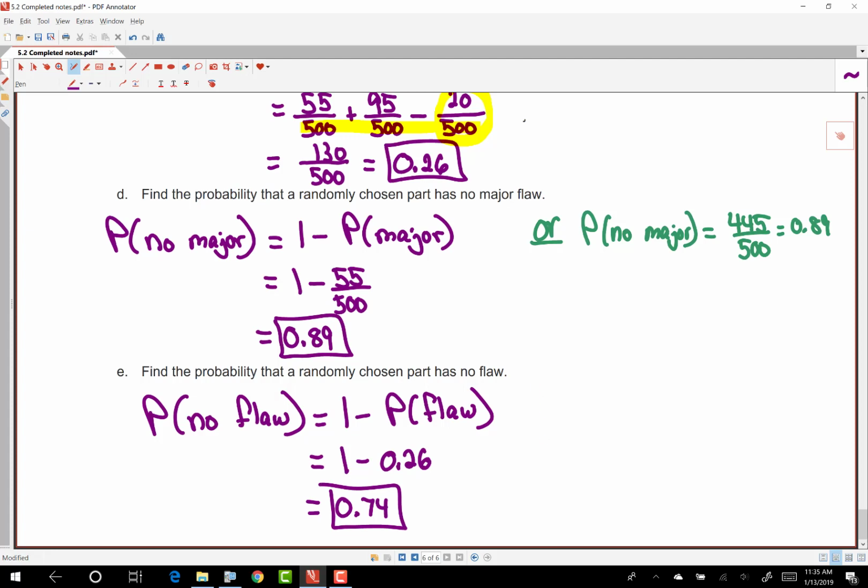Okay, that finishes up section 5.2. In the next video, we'll look at 5.3, which is on the multiplication rule, which deals with and probabilities. But the big distinction is going to be that we're selecting more than one item. And so that's what's in the next video.